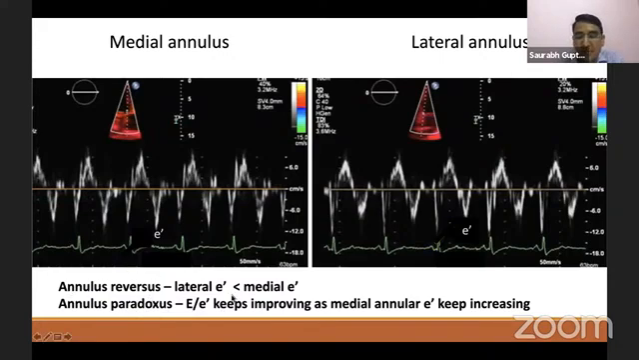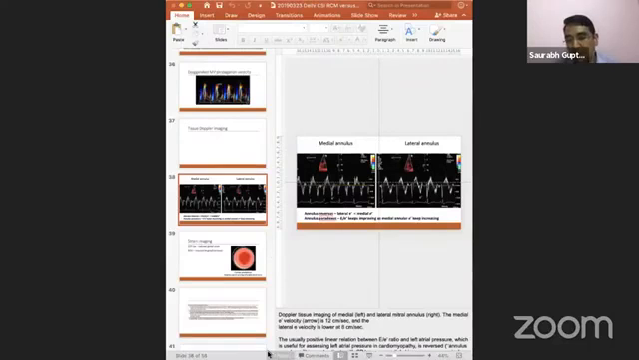Now, annulus reversus is lateral E dash is less than the medial E dash. And annulus paradoxus is E upon E dash keeps improving as the medial annular E dash keeps increasing. So these are the things which we will need to clarify further, whether or not the patient of constriction also has myocardial involvement. Now, since the lateral annulus is towards the pericardium, it is likely to be adhered to the pericardium. So the lateral annulus is likely to be moving lesser compared to the medial annulus. And that is what explains this difference in the condition.